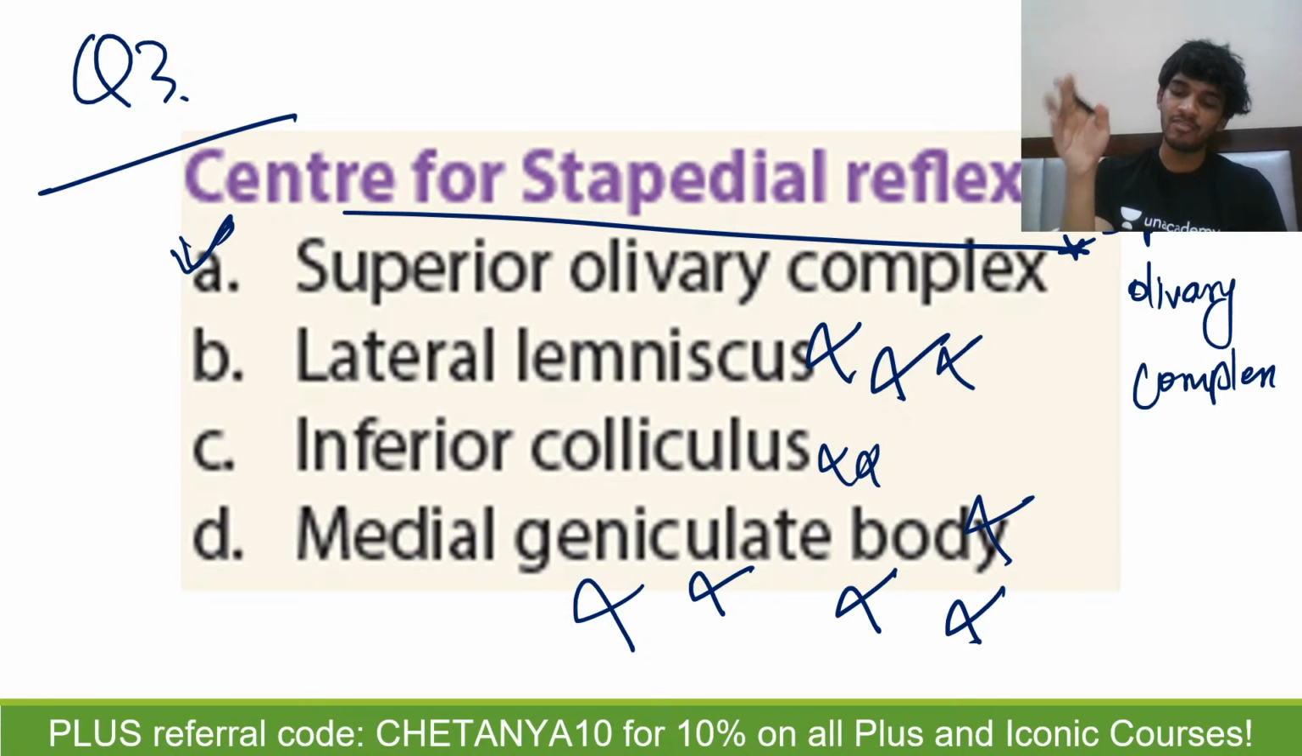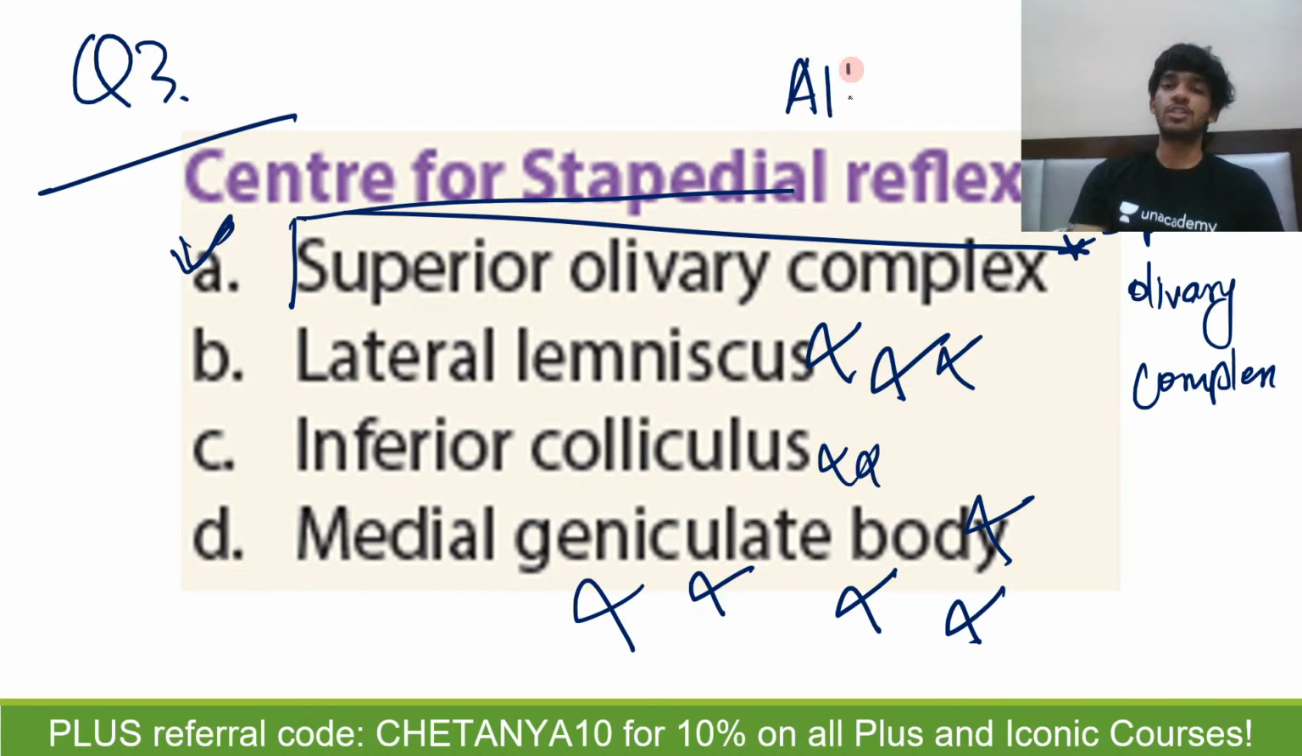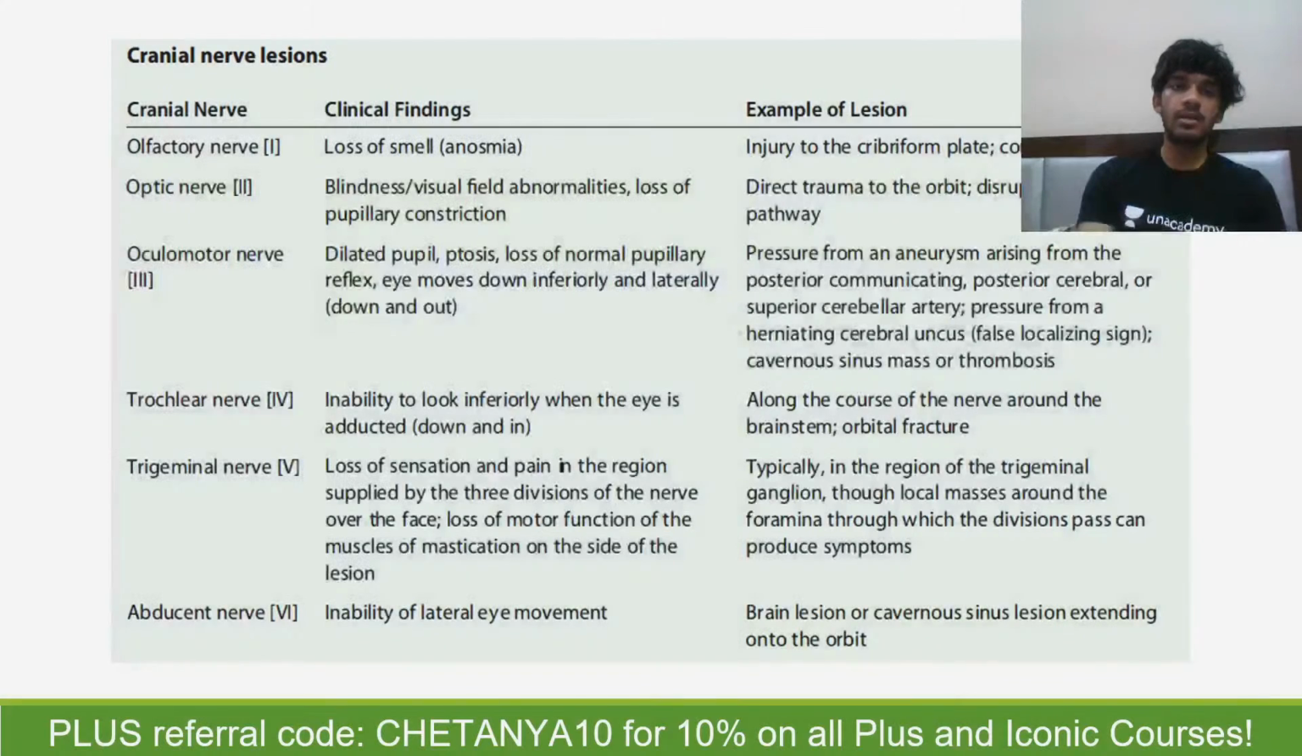So what is the efferent? The efferent will be through cranial nerve number 8, and then you will have the contraction of stapedius via the facial nerve. So the integrating center is the superior olivary complex, and this is the question that has been asked in the AIIMS examination. तो याद रखना superior olivary complex का एक function है stapedial reflex.